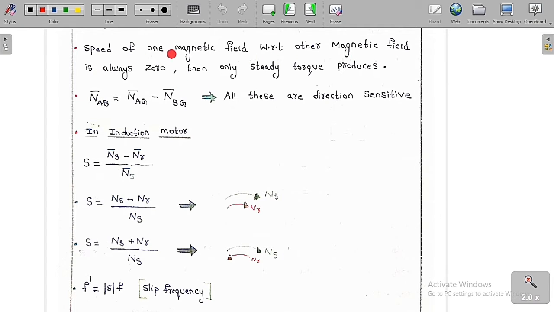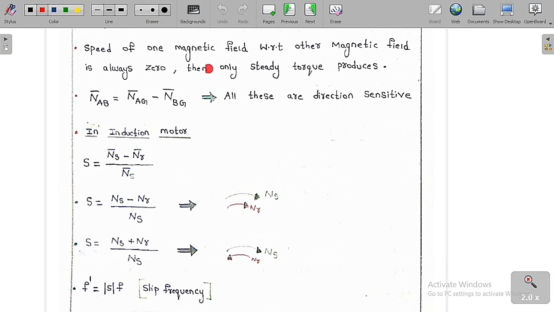The speed of one magnetic field with respect to the other magnetic field is always zero. The speed of one rotating magnetic field (RMF) with respect to the other rotating magnetic field is always zero. Then only a steady torque is going to get produced. And as I told you, they should always rotate in the same direction with the same speed. Then only we can say their relative speed difference is equal to zero. Then only the steady torque is going to be obtained.